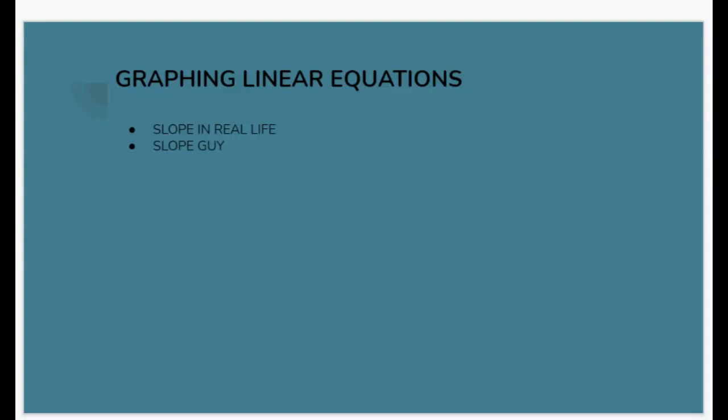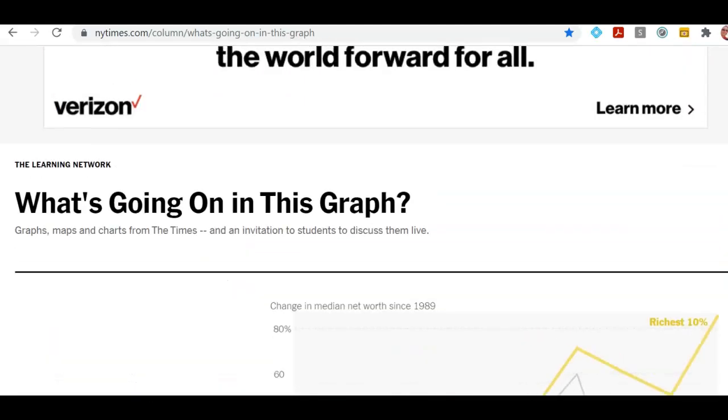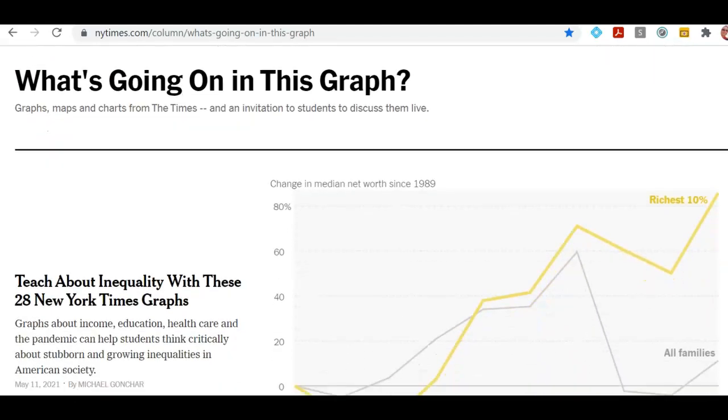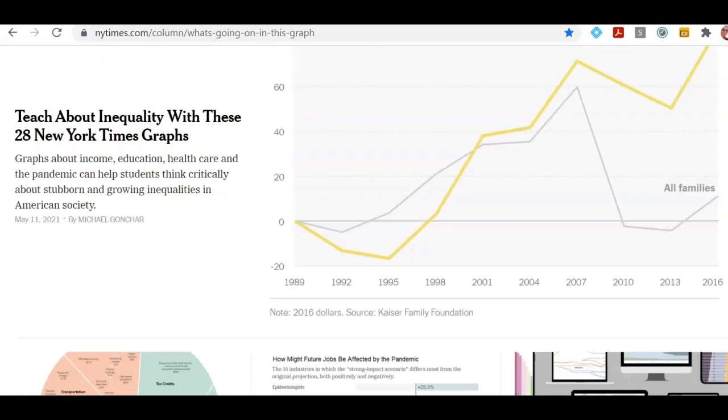So the first thing that I want to start off with is slope in real life. And the first thing I want to show you is the New York Times site. So this site is newyorktimes.com, and if you type in just New York Times, it has activities for students to use in your classrooms. There are graphs and charts and maps and all different kinds of things that you can do, different activities.